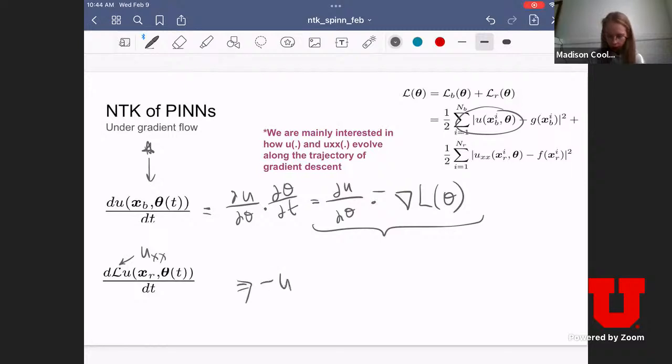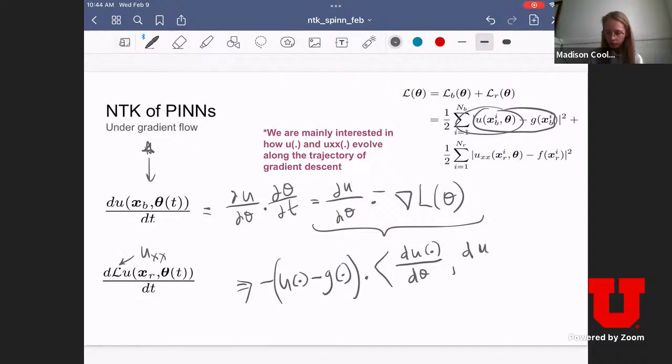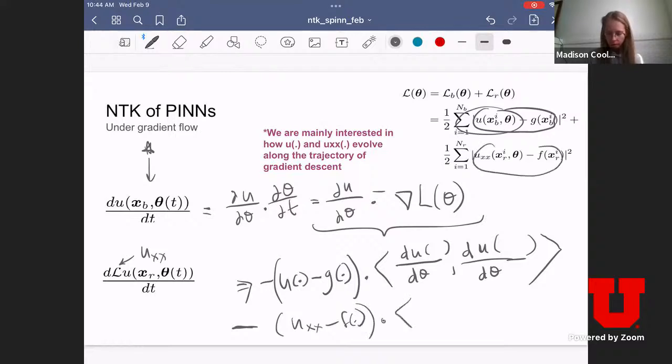U minus G, this term here, times the inner product of du d theta and du d theta, minus UXX minus F, this term here, times, again, the inner product of these derivatives.